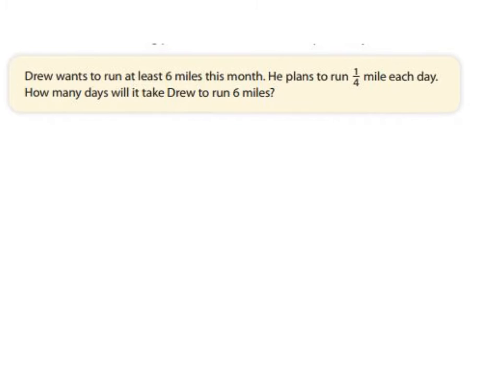Okay, a couple more problems and we'll be completely finished. This is a challenge problem for us. Drew wants to run at least 6 miles this month. He plans to run a 4th mile each day. How many days will it take Drew to run 6 miles?